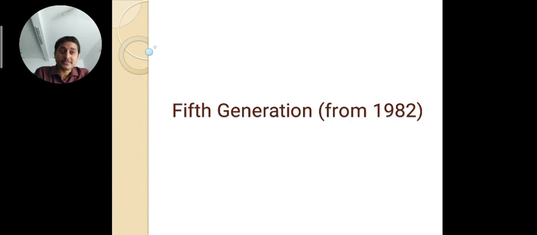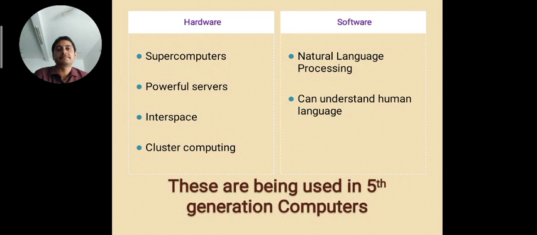Oh yes, artificial intelligence. You all are very genius, you know everything. So in 5th generation, artificial intelligence came into existence. Let's see our next slide. Supercomputers came into existence. Powerful servers, interspace, cluster programming, cluster computing, all these advanced terms came into existence in 5th generation.